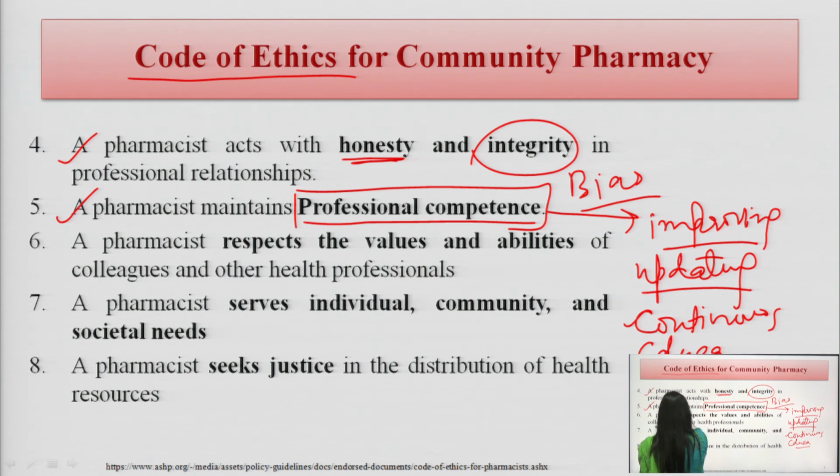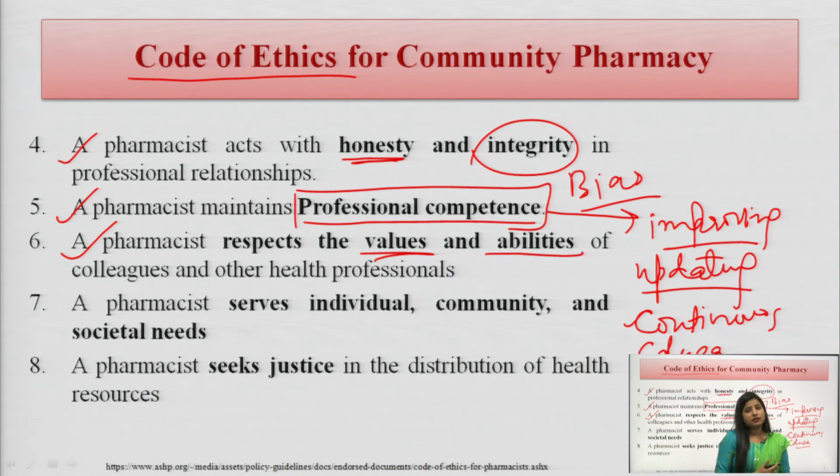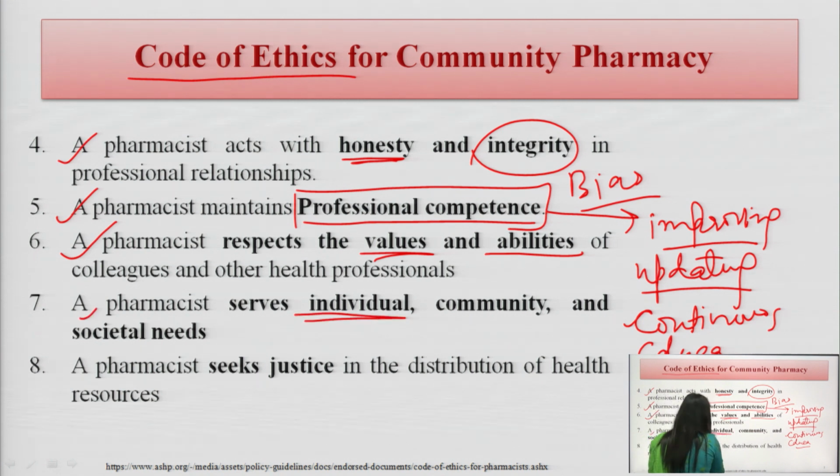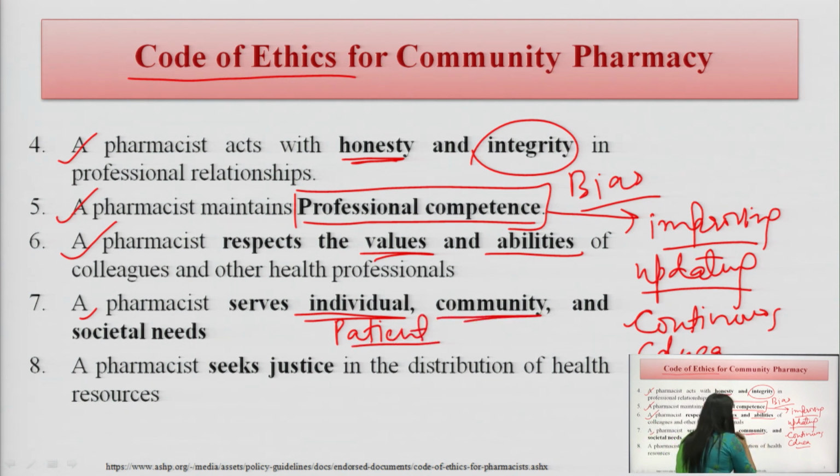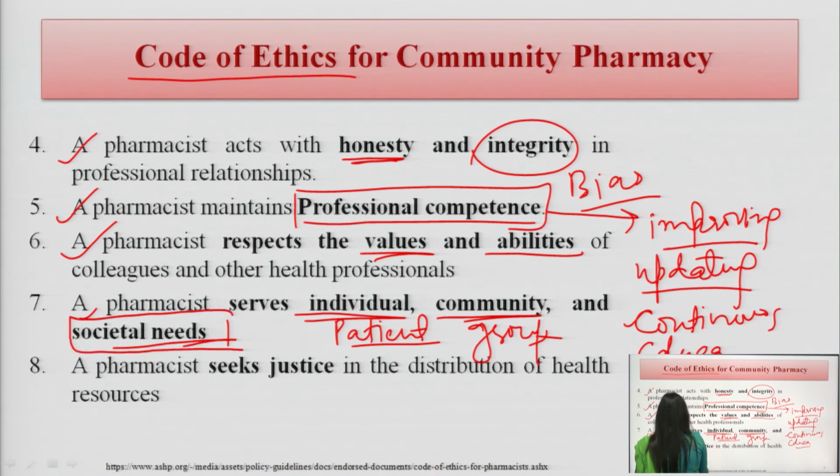What other thing should a pharmacist have? A pharmacist respects the values and abilities of colleagues and other healthcare professionals. I was talking about this in previous slides. They should respect the values and abilities of other healthcare professionals and whoever is working in the hospital. A pharmacist serves the individual, and here I am talking about a single patient. They are also serving the community, meaning a group of people. And also, they are serving society.